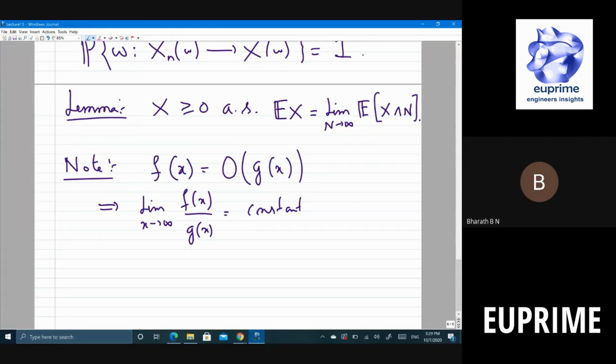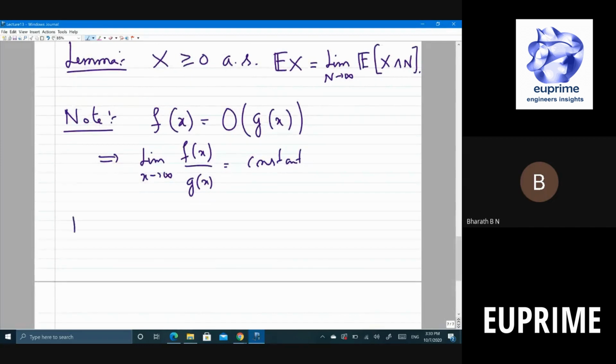Instead of writing, let's say, 3 plus root x by x, this is order of 1 by root x, because 3 over x goes as 1 by x, and root x over x goes as 1 by root x, which is lower than 1 by x. So it's of the order of 1 by root x. It simplifies the notation a lot. So with this, let's move further.